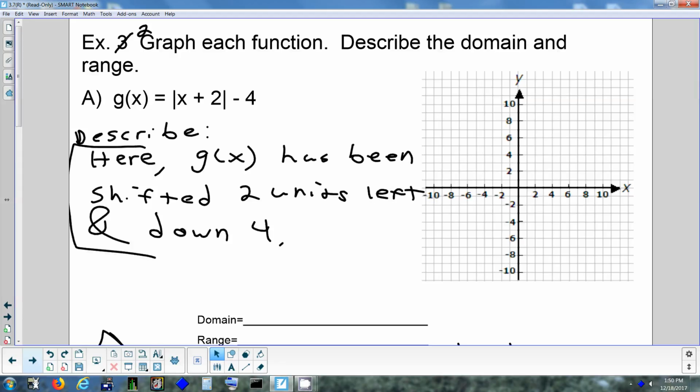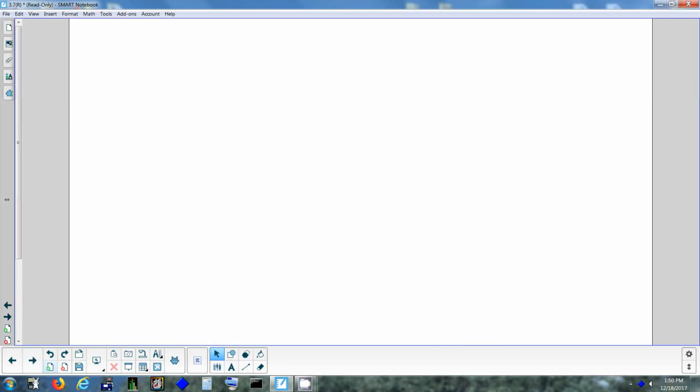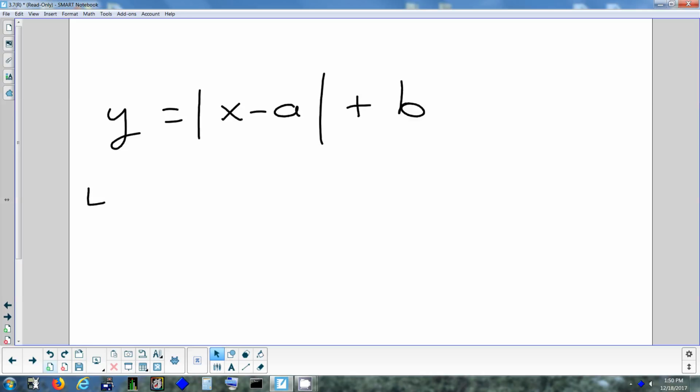So guys, you don't have to worry about describing the domain and range, but it's asking you to describe. So what controls left and right? Someone tell me by raising their hand. Left and right is 2. What controls left and right? The inside number, right? So the inside number controls whether it's left or right.